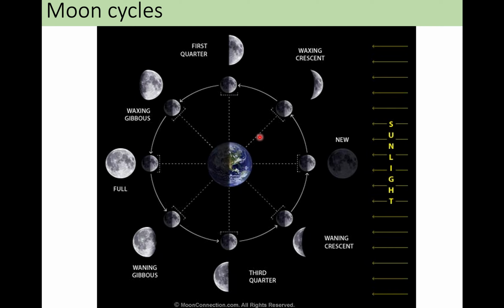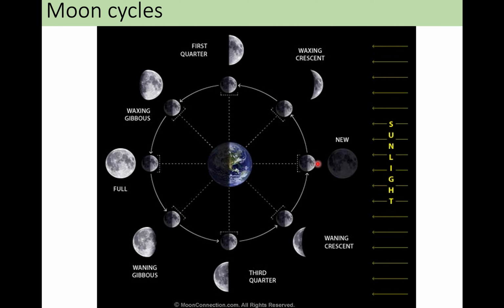For example, here is a new moon. Half the moon is illuminated, but we can't see it because we are on the opposite side of the moon. We're in alignment where we have Earth, moon, sun. That half of the moon that's illuminated is facing the sun. All we can see is the other half of the moon that's not illuminated. So we see a new moon, or we see nothing.